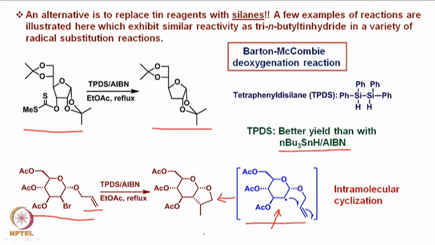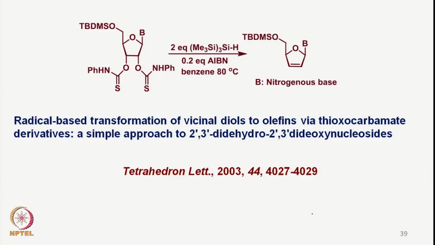So it is also possible not only that we can reduce the carbon halide bond, but also we can allow the radical to undergo intramolecular cyclization. So these kinds of CC bond formations are also possible, and thus tetraphenyl disilane or similar types of silane reagents make a better alternative than the tributyltin hydride.